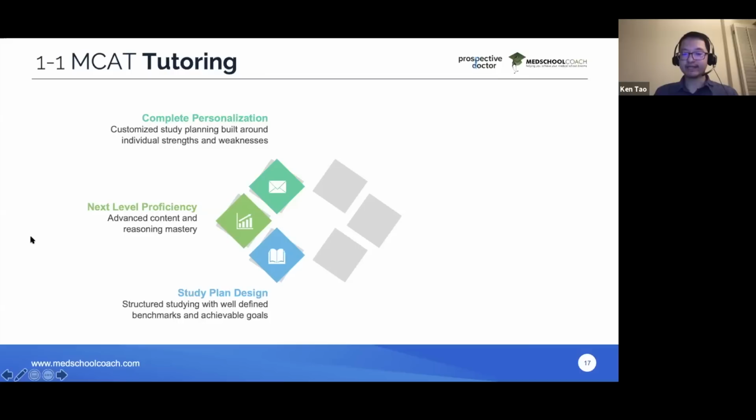Next, study plan design. We already talked about this. Not only will we design a schedule based around your specific weaknesses as well as your goals, we set up the structure for you. That way you know what you're going to be doing for every day of your studies from the beginning of working with us all the way to test day.